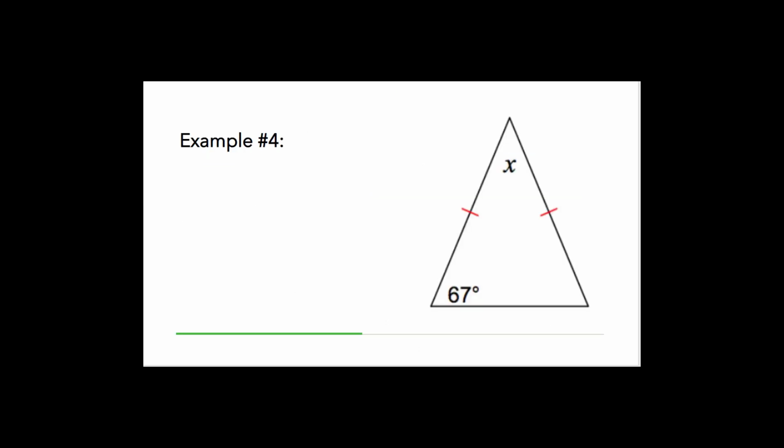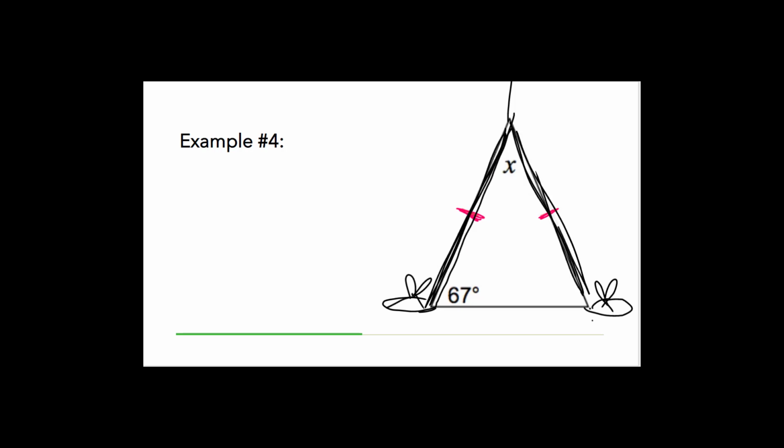All right, last example is when you have these markings, okay? When you have those markings, think of a person standing. Okay, this is their shoes. That's their shoe. And this is their shoe, right? So in a triangle, these are called the legs. Okay, so think of the legs of a person.